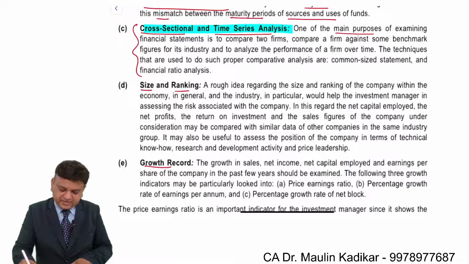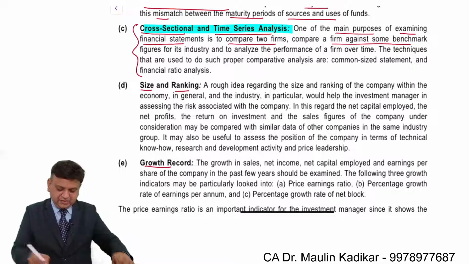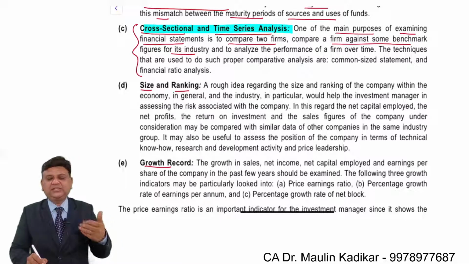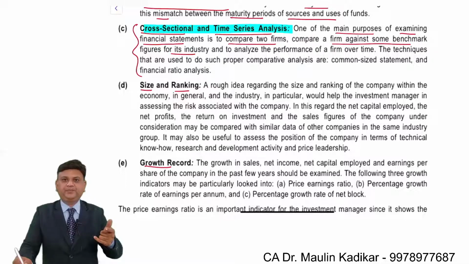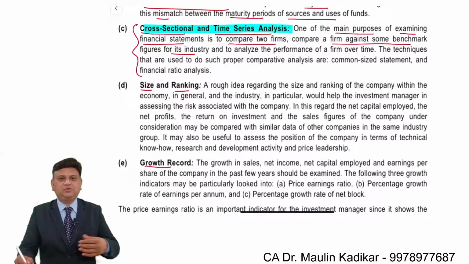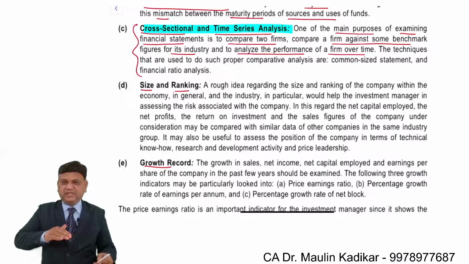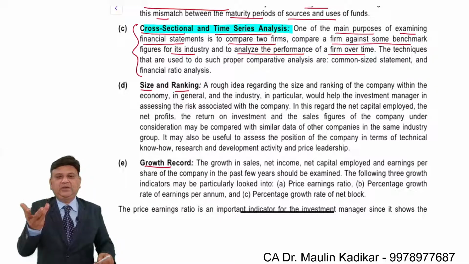One of the main purposes of examining the financial statement is to compare two firms, or to compare a firm against some benchmark figures for its industry. That is the average. What is the average leverage, and what leverage is this company having? Debt equity ratio, GP ratio, all those things that you study in ratio analysis, and to analyze the performance of the firm over time. So over time, if there is an increase in the financial leverage, a reduction in the GP ratio and return on equity, these things are required to be observed.